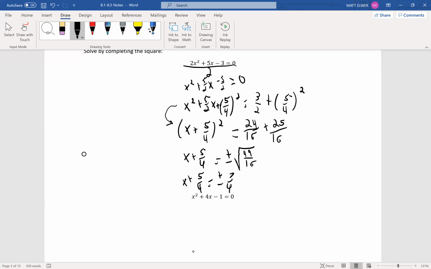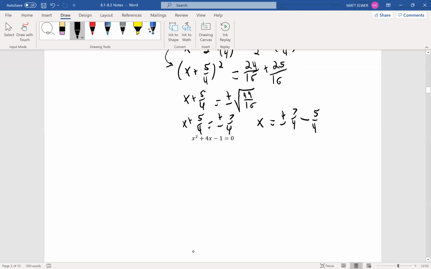And then notice that the very last thing we need to do is just subtract 5 over 4 from both sides, right? So we're just still solving for x. So x is equal to plus or minus 7 over 4 minus 5 over 4. Okay. Right? Okay. So let's try one more of those examples, and let's do the same thing down here.